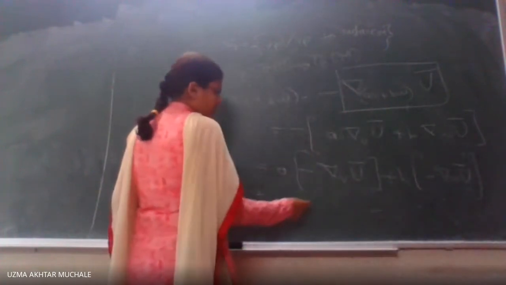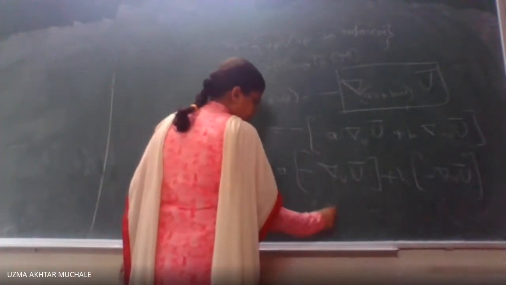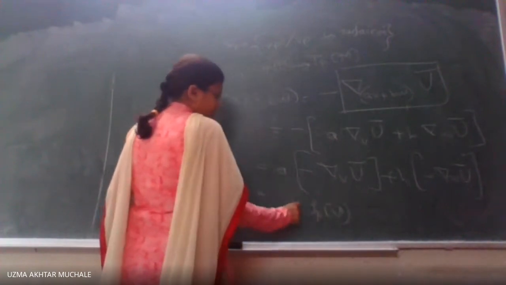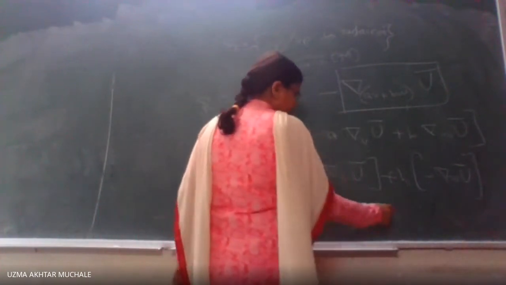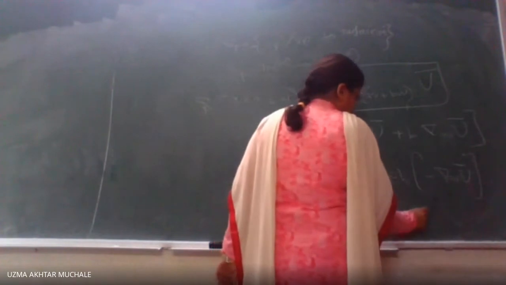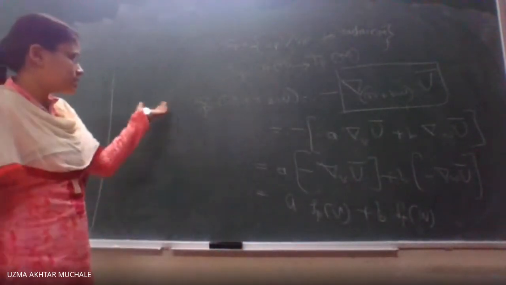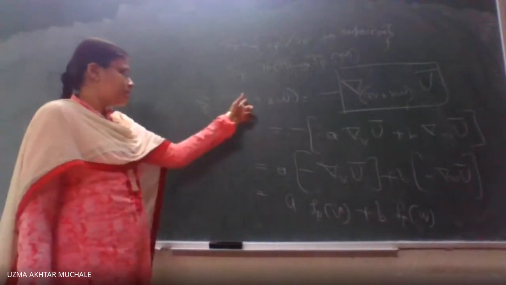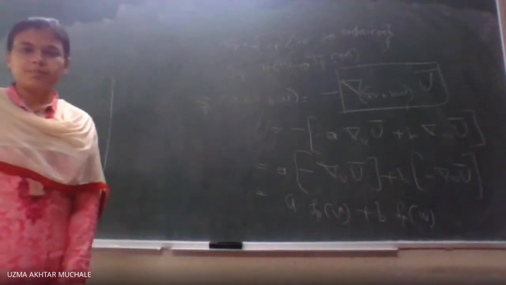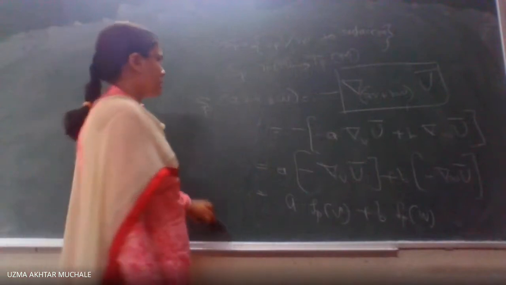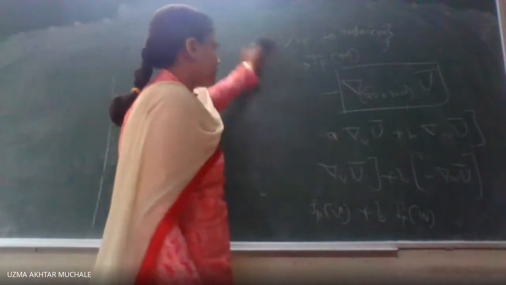What is del_V U bar? That will be nothing but S_P(V), shape operator. A times plus B times. What will be this? S_P, instead of V it is another tangent vector, that is W. And hence the proof, that is a times S_P(V) plus b times S_P(W). And hence we have proved that the shape operator is a linear operator.